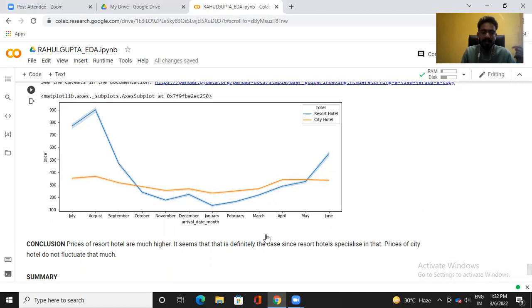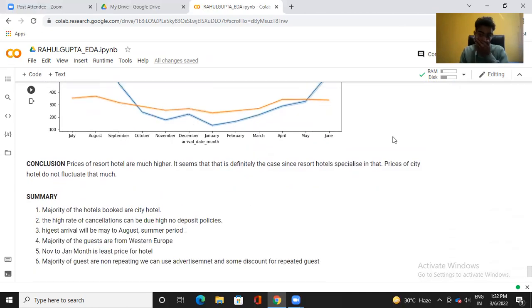And if you look at the resort type of hotel, you see that in January there will be very low charges. So from this data, I did around 9 to 11 different EDAs. And what are the different things I found out?